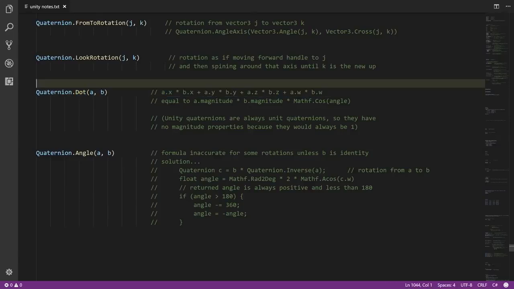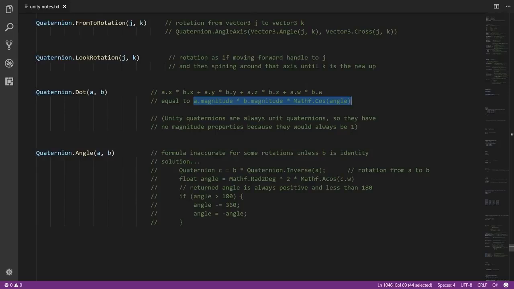And in the case where k is not perpendicular to j, it'll use the vector 3 orthonormalize method we looked at last time, where it'll take j as being forward and then find the plane between j and k and swing k until it is on a plane perpendicular with j. So what actually matters is the plane formed by j and k. That's what determines what the up direction is. So look rotation is a very useful method.